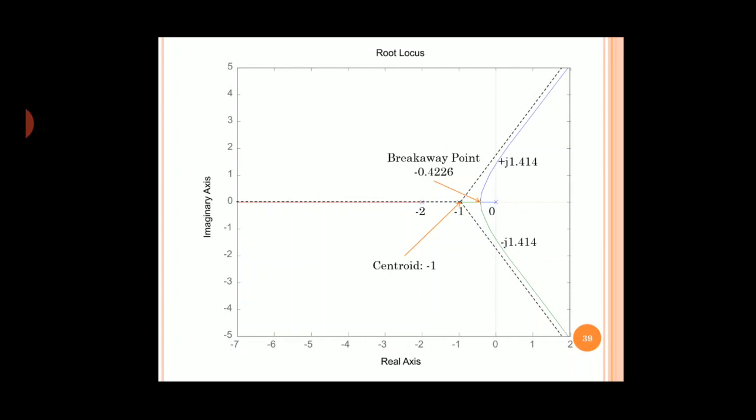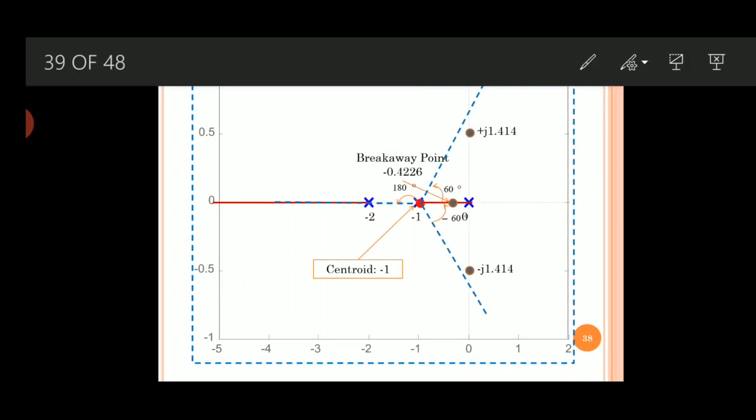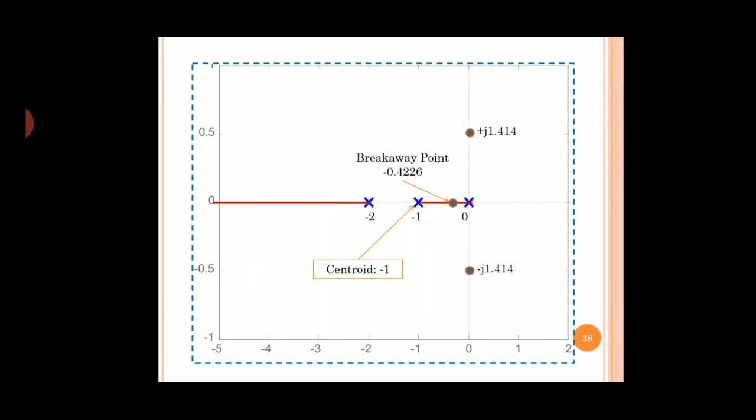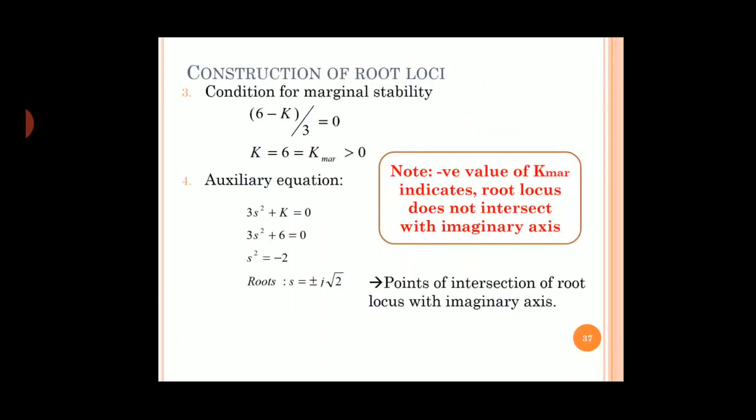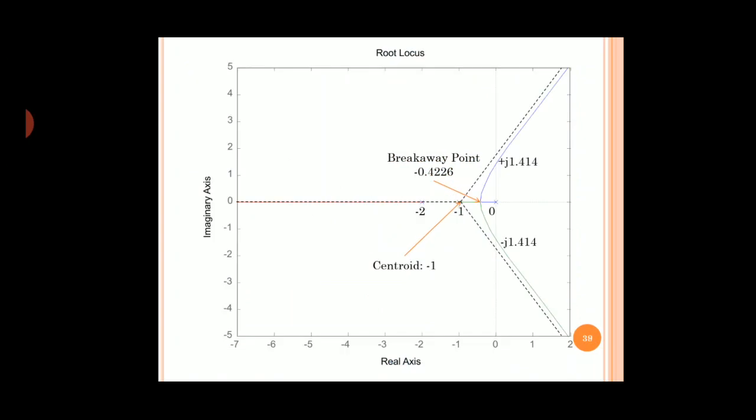So if you remember, how did we obtain these points? Let us go back to that slide where we obtained. So here we first calculated k marginal and then we obtained the roots as plus or minus j root 2, which is nothing but 1.414. That means the root locus intersects with imaginary axis at a marginal value of k, that is 6. At this point of intersection, k marginal was 6.